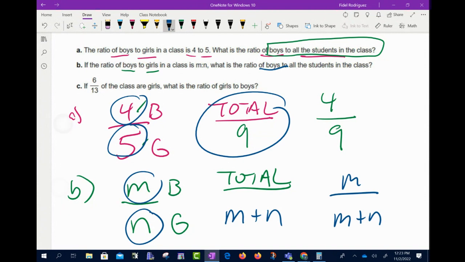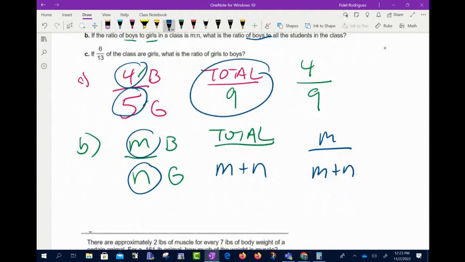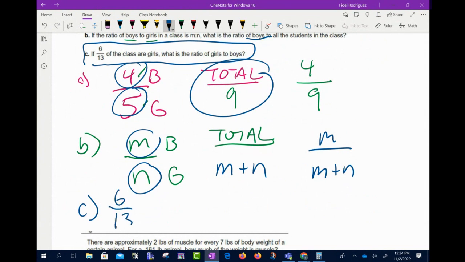Okay, and then when I would get to part C, I would read through the problem and it says, look, if 6 out of 13 of the class are girls, what is the ratio of girls to boys? Okay, so when they do this here, y'all, 6 over 13, these are the number of girls but the bottom number is the total, okay? So 6 out of 13 of the class, right? So it's girls to the total class. So the question is now saying, what's the ratio of girls to boys?